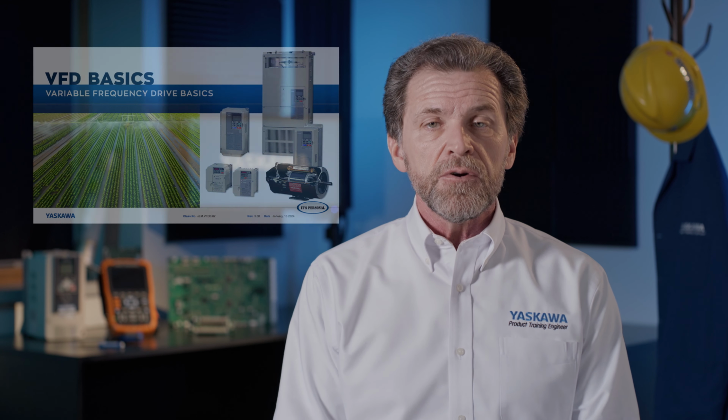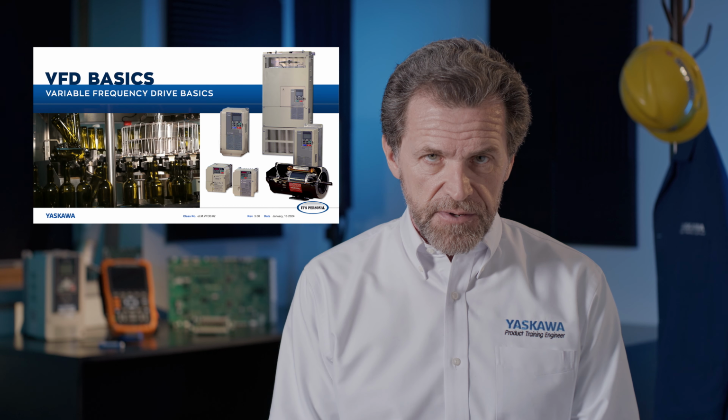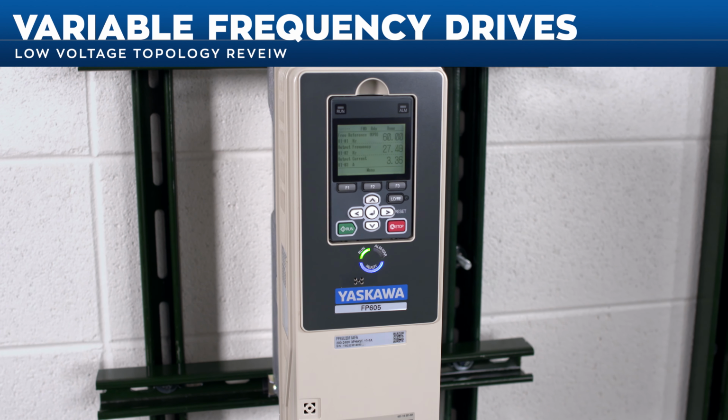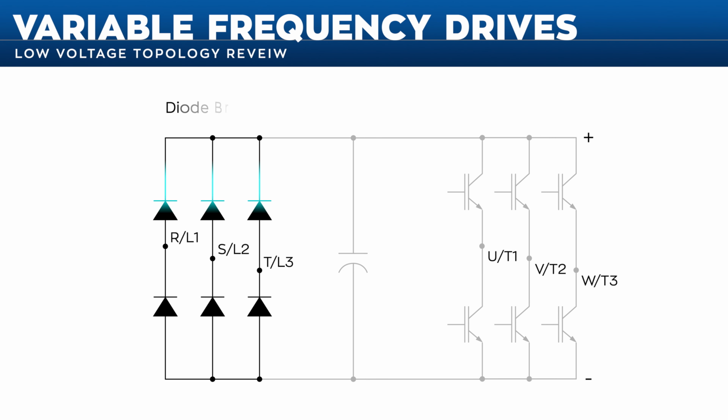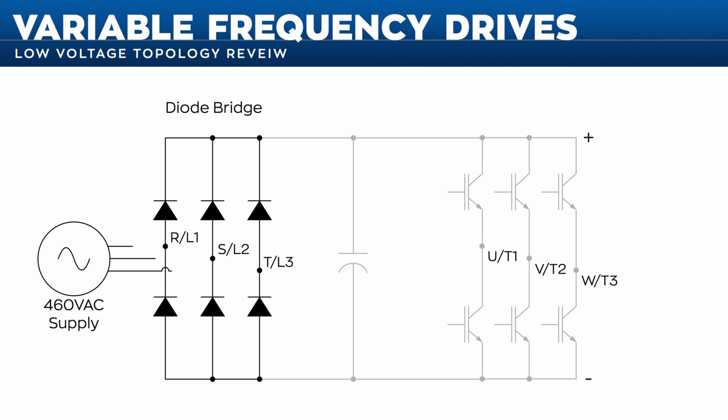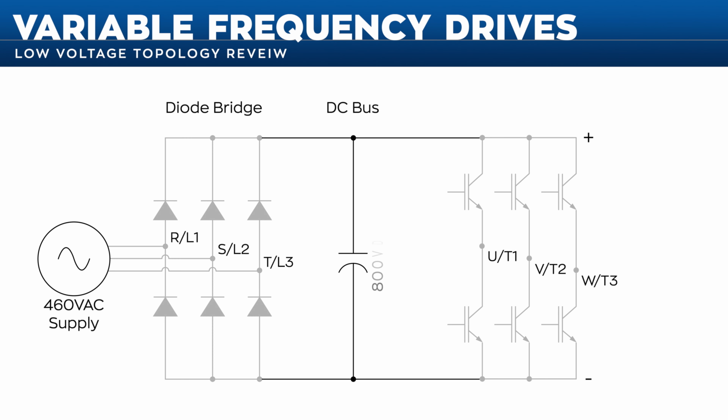Now, before we dive into the details of how MV drives achieve these advantages, let's take a moment to review the basics of low-voltage variable frequency drives covered in the Yaskawa Drive Basics video. A drive is composed of three basic building blocks. The diode bridge converts AC line power to DC power. The DC bus acts as a bucket of power. Bus capacitors store the energy that the diode bridge pours in until it's needed.